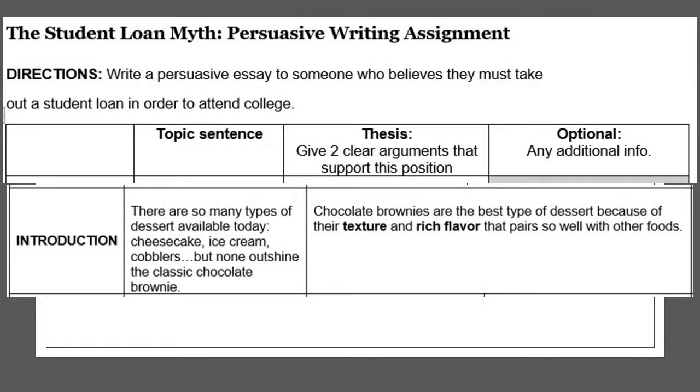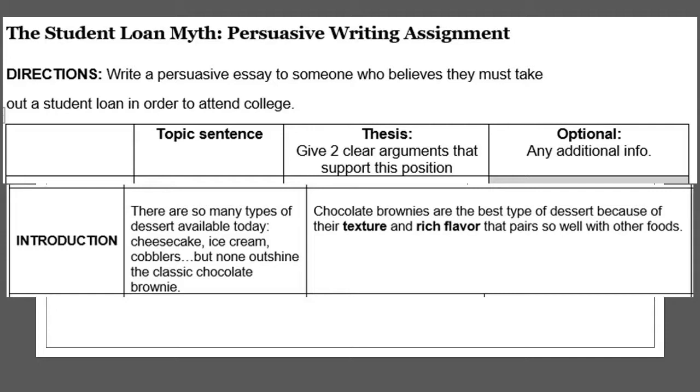Introduction. Topic sentence. There are so many types of desserts available today. Cheesecake, ice cream, cobblers, but none outshine the classic chocolate brownie. Chocolate brownies are the best type of dessert because of their texture and rich flavor that pairs so well with other foods. In this exemplar introduction with my brownie example, the topic sentence lists a bunch of things that could answer the question, but then I narrow it down at the end.